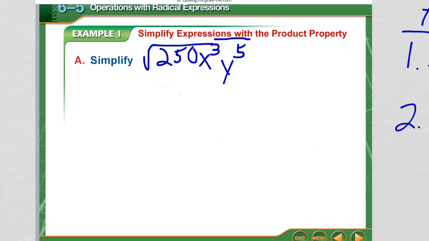Welcome to Add and Multiply Radicals. What I want to do first is refresh your memory of how we simplify a radical. So take your socks out of the dryer.